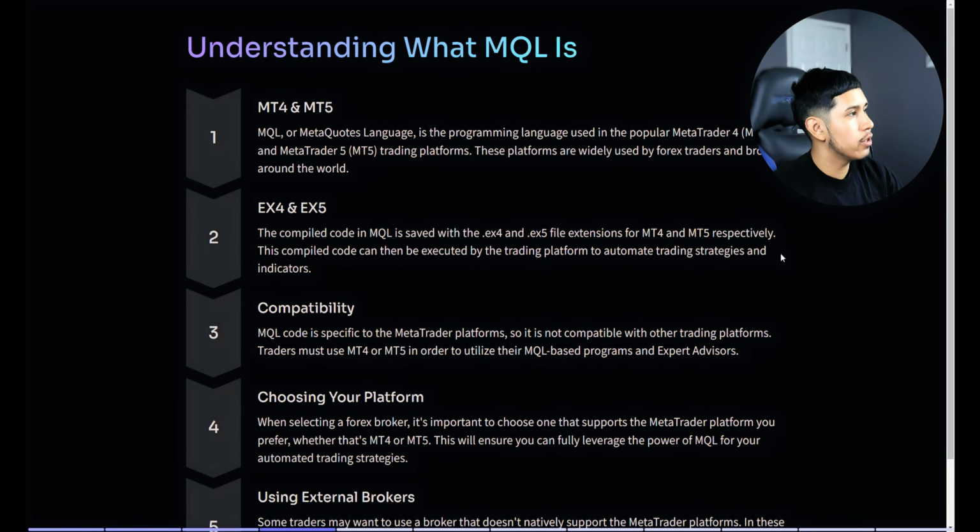So chapter 3 is understanding what MQL is. So first up, we have MT4 and MT5. Now these are short abbreviations for MetaTrader 4 and MetaTrader 5. These are going to be the platforms that you're going to be using primarily to trade on. So MQL, or MetaQuotes language, is the programming language used in popular MetaTrader 4 and MetaTrader 5 trading platforms. These platforms are widely used by Forex traders and brokers around the world.